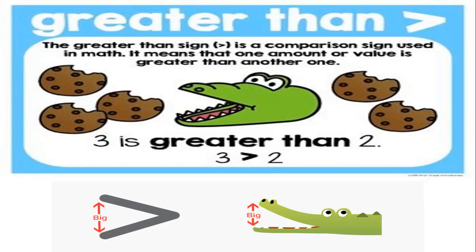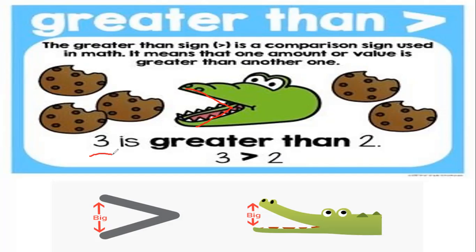Here we have the two numbers. As you can see, we have 3 and 2, and we have a crocodile. So where is the mouth of the crocodile open? What does the crocodile want to eat, whether it wants to eat 3 or 2? Now let's see the mouth of the crocodile. As you can see here, the mouth of the crocodile is open for the big or the more number. So that is number 3.